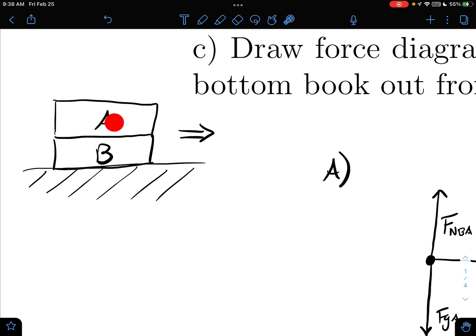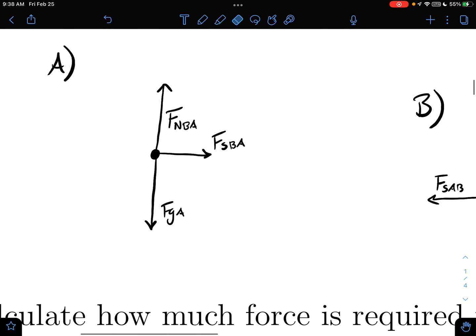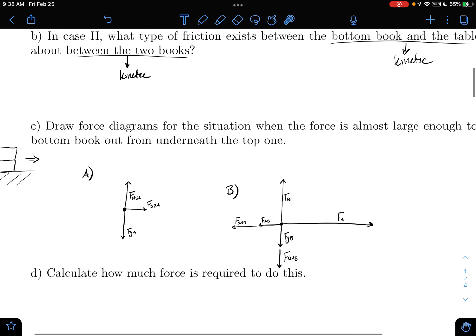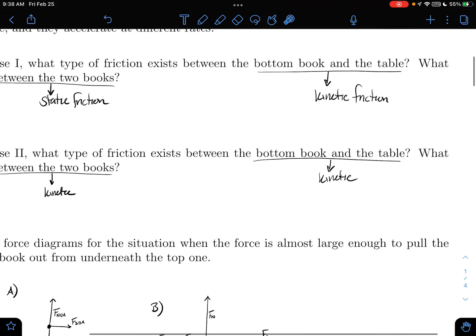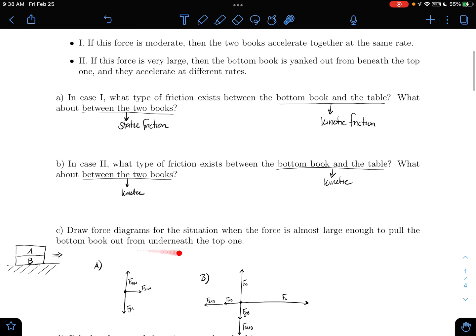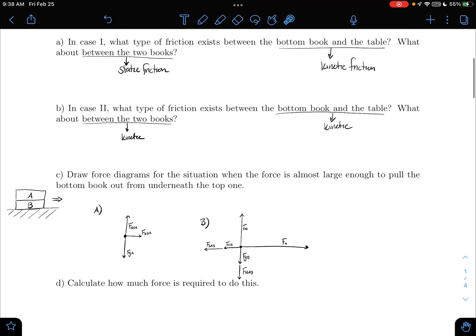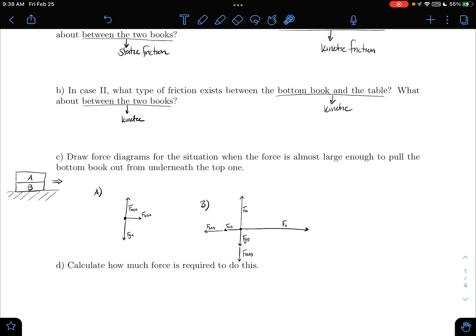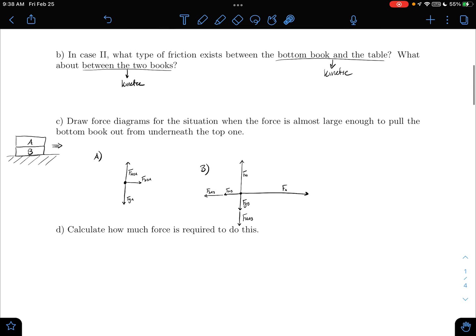Book B, really, A wants to move this way relative to B, but B has to pull it along with it because that's where we said our direction's going. That's why our static friction is acting like this. And also it just has to do with, we know we're trying to accelerate to the right, right? We said, right before it's large enough to pull the bottom book out from under the top one, we're saying they're accelerating together at the same rate, right? So we know that sum of our forces has to be to the right for both of our books. I'm just gonna move that up a little.